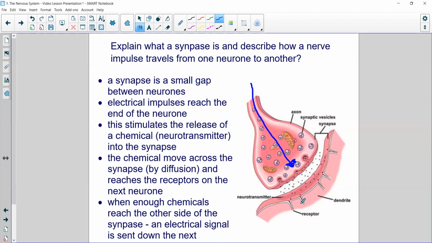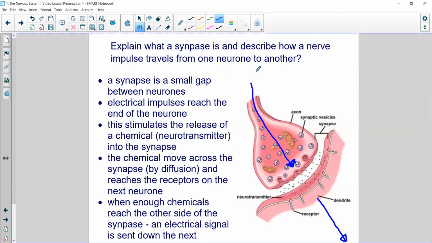And when they do that, they join onto the membrane of this neuron. When that happens, it triggers an electrical impulse to start in this neuron and to move all the way down that neuron, just like happened here. So hopefully that makes sense. These are the 5 main points. This is what you would need to say.